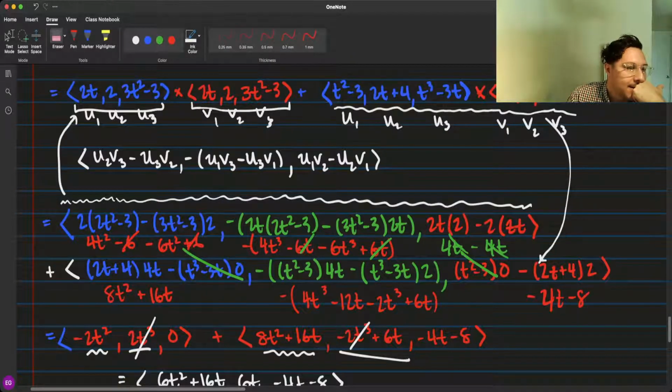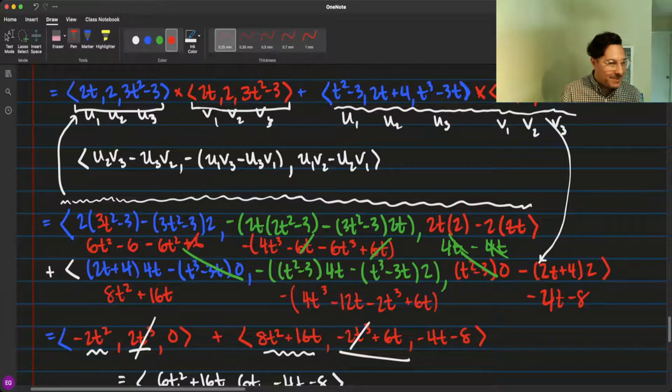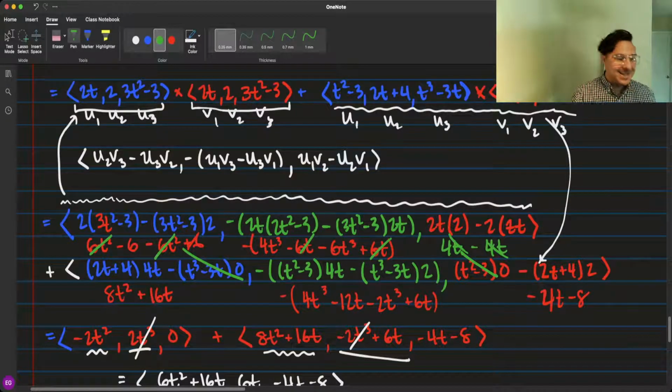U2 times V3. Oh yeah, I messed that up right here, because this is supposed to be 3t squared minus 3. So when you multiply that out, you get 6t squared minus 6. Oh yeah, and look what happens. The 6t squared and the minus 6t squared, and the minus 6 and the positive 6, which gives me 0.